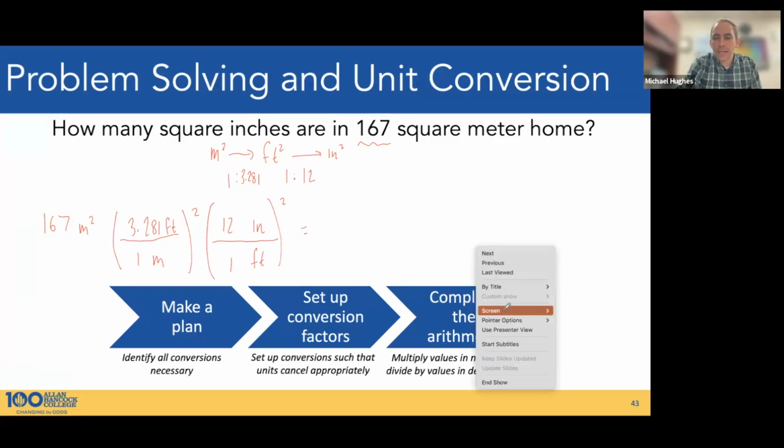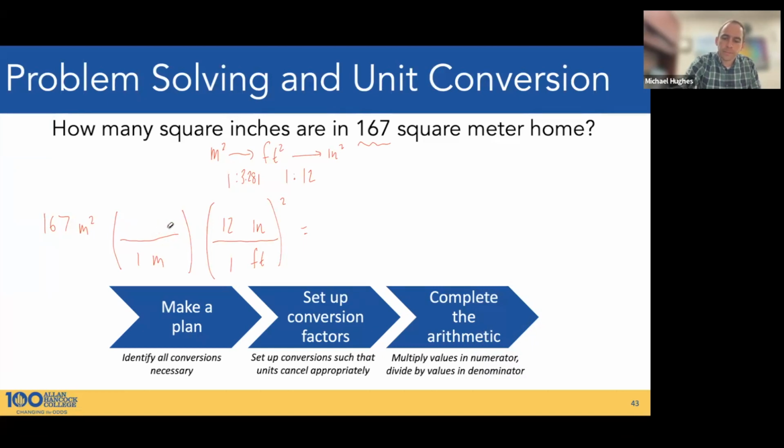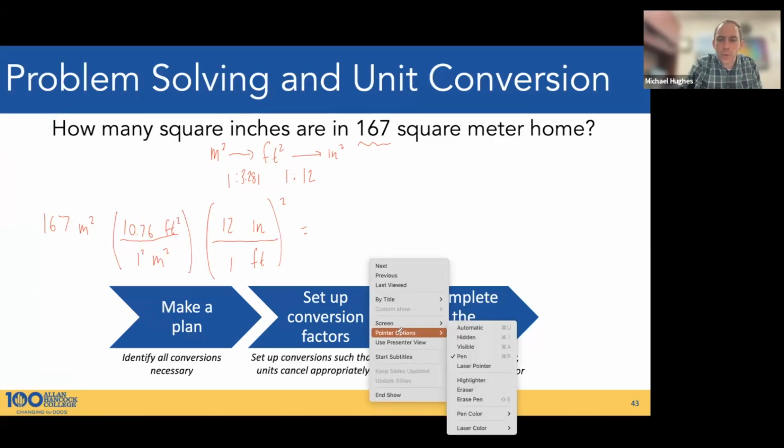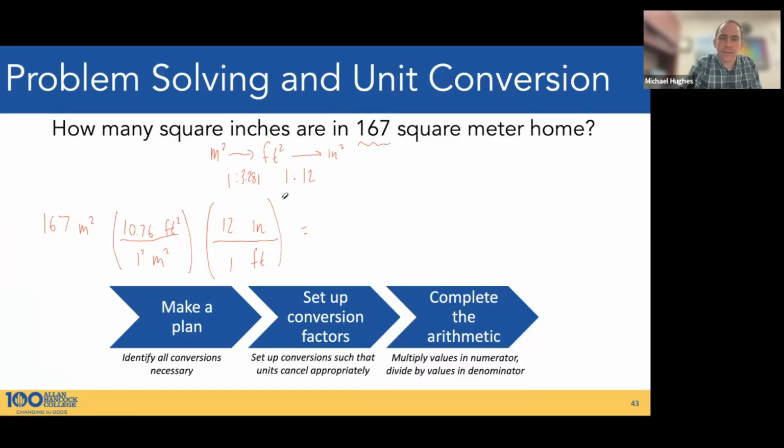So let's propagate the squaring now. 3.281 squared is 10.76 feet squared in 1 meter squared. And then, of course, when we propagate the square in our second conversion factor, 12 squared is 144 inches squared in 1 feet squared. 1 squared, of course, is 1.